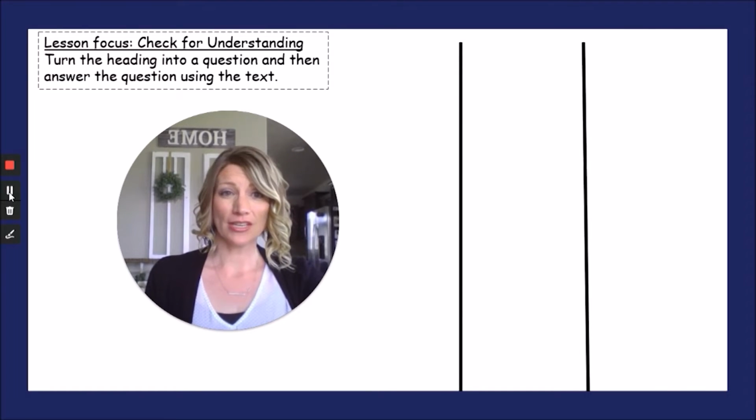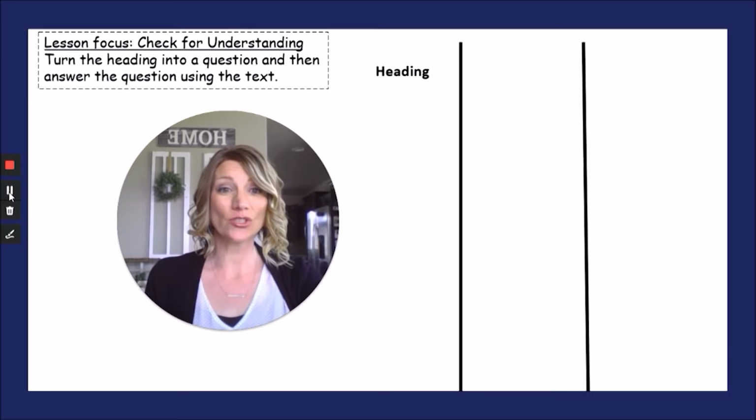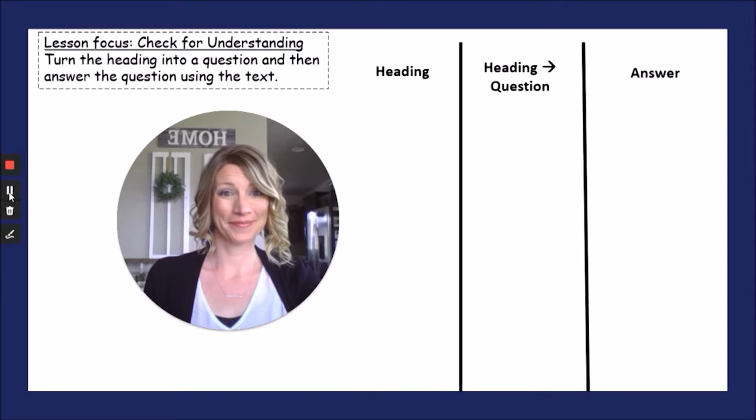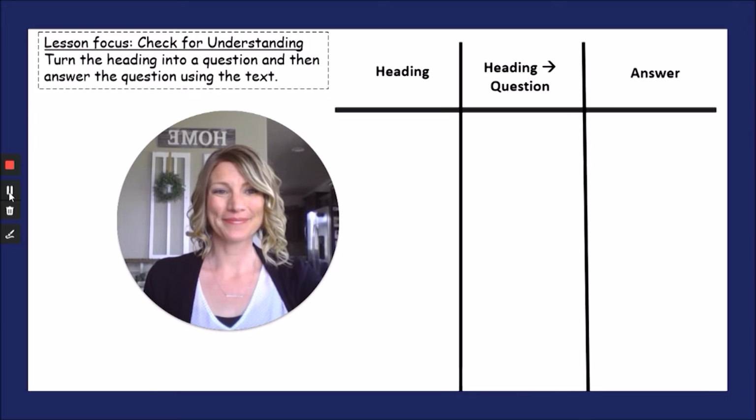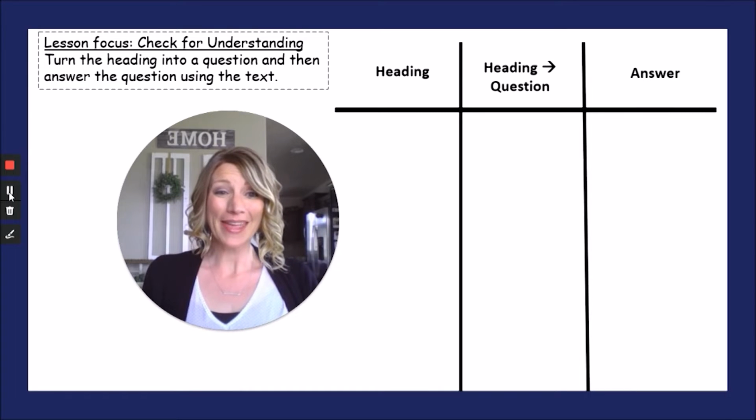Now we're going to label each section. The first section is going to be heading. The next section is heading into a question. And the last column is going to be answer. And then you could draw a line underneath those words too. I'll wait just a moment for you to write. Are you ready to begin? Me too. Let's read.